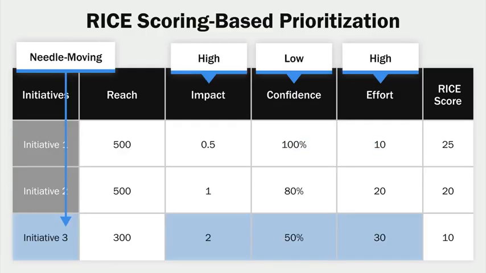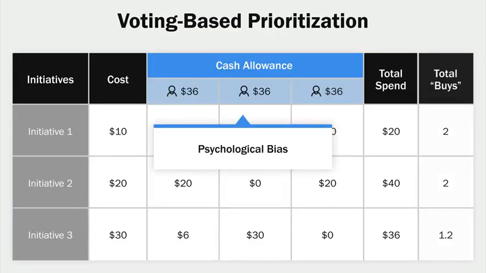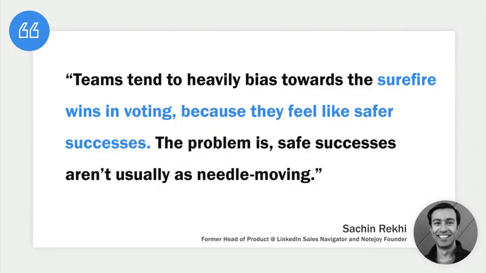In contrast, needle-moving initiatives tend to be less sure wins, but the high effort and low confidence associated with them mean they tend to score low on RICE. As a result, they're often deprioritized. Initiative 3 in our example is a perfect illustration of this, with high impact being dragged down by low confidence and high effort. For voting, the incrementalism bias tends to come from psychology. Sachin Reiki says, teams tend to heavily bias towards the surefire wins in voting because they feel like safer successes. The problem is, safe successes aren't usually as needle-moving.